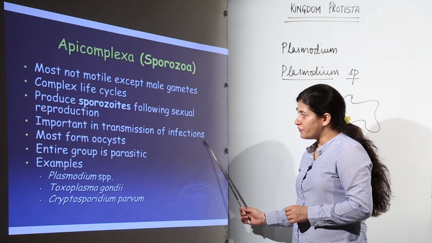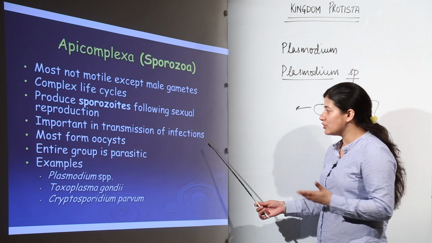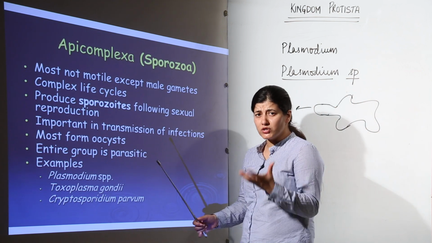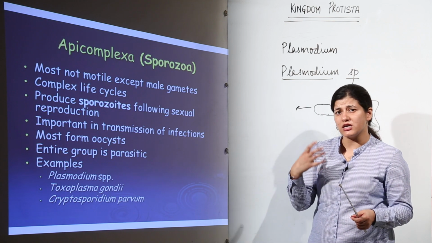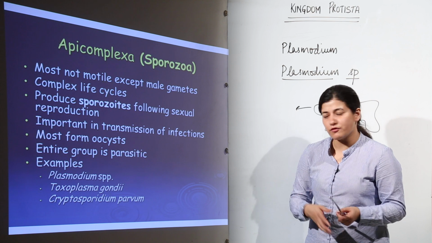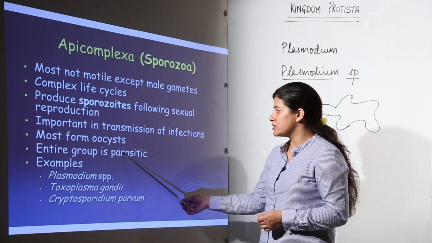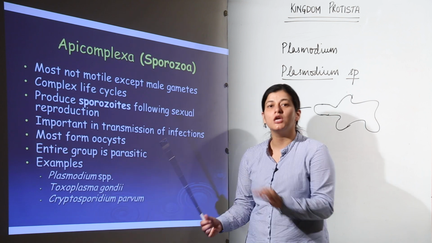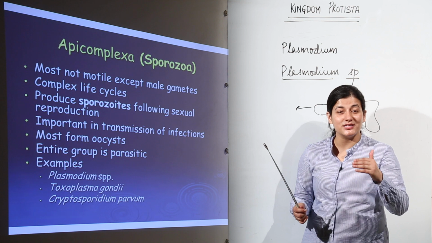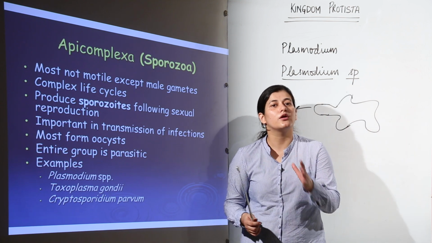They are important in transmission of infections. We have been talking so much about malaria, so they would be important in transmission of infections. Most form oocysts. Now what are oocysts? After the gametes are formed, the fusion, the fertilization that takes place, leads to the formation of oocysts. The entire group is parasitic. How notorious? You can very well imagine. Most, not just most, all of the sporozoans are going to be parasitic. That means they are going to cause some sort of harm to their host.